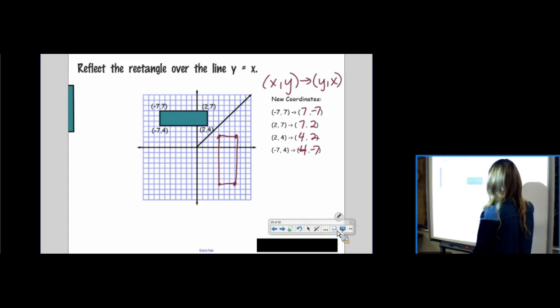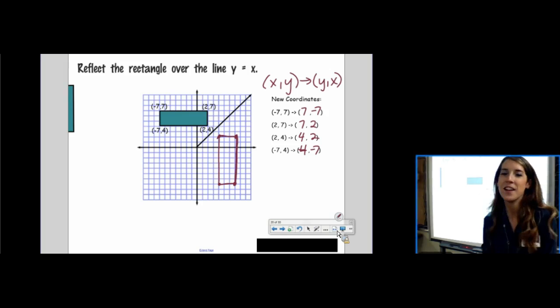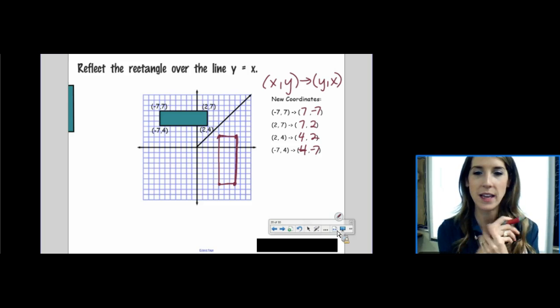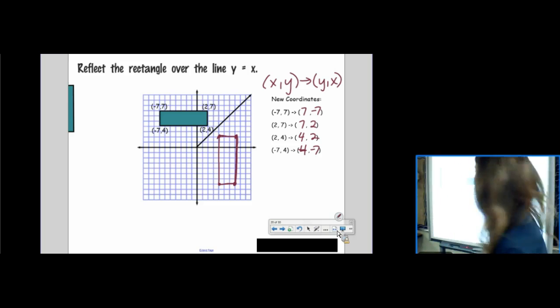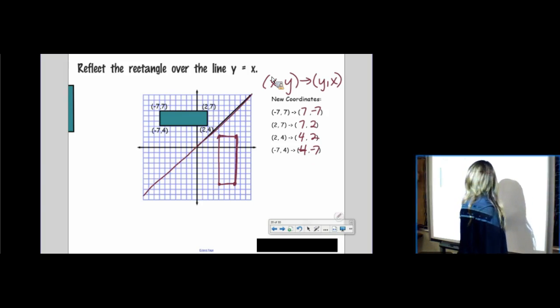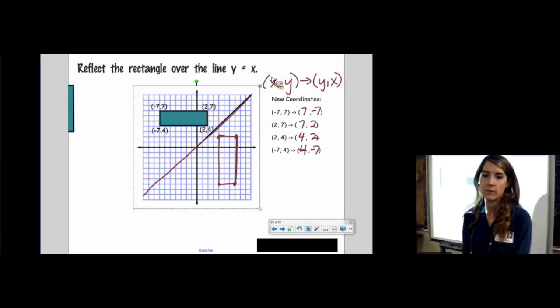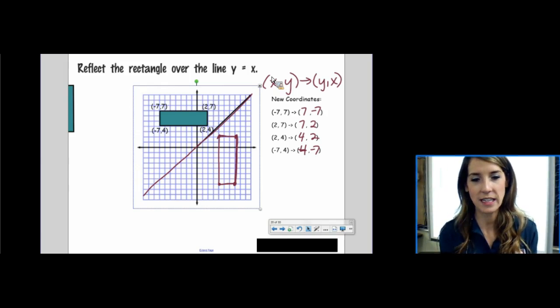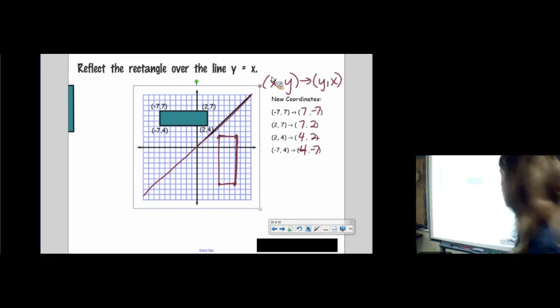So although it looks a little stretched out because of the distortion of the coordinate plane, that is a reflection over the line y equals x. So this figure became that figure. I know, it kind of looks weird. I think my coordinate plane is not symmetrical. Okay.